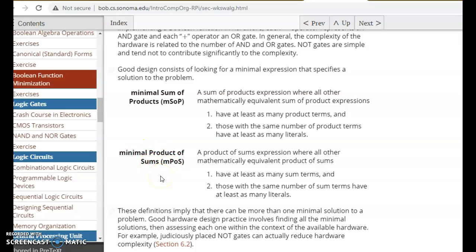Now, that's used as terms here, the minimum sum of products, or MSOP, or the minimum product of sums. And again, the sum of products means, products means and, sum means or. So it's literals joined by and, separated by or. Minimal product of sums is literals joined by or, separated by and.